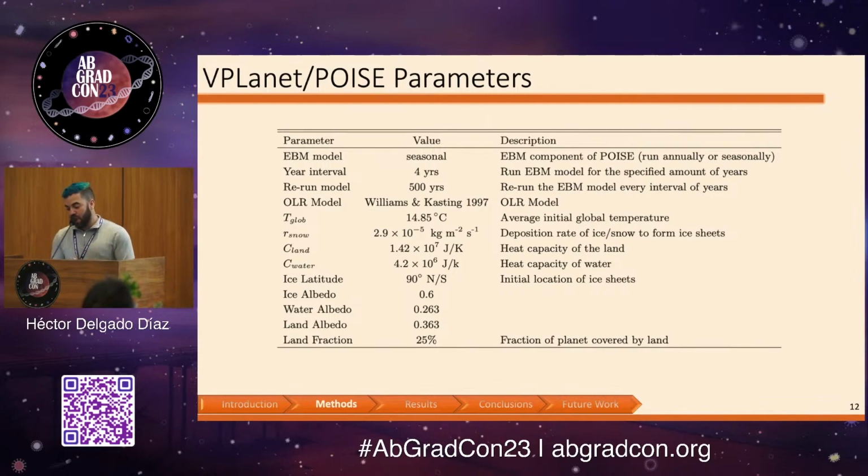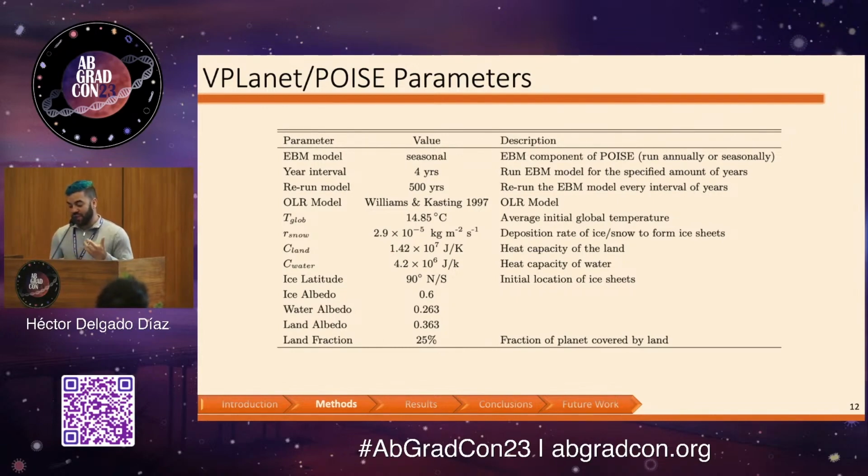For example, the EBM, meaning the energy balance model, we run it seasonally instead of annually. So every season we check that energy balance. We run it for 4 years, and we run it every 500 years to calculate it. And we use the Williams-Kasting OLR model, which is outgoing longwave radiation. The initial global temperature we use is 14.85 degrees Celsius, which represents a pre-industrial Earth's temperature.